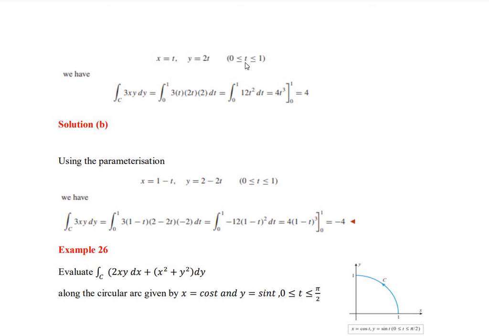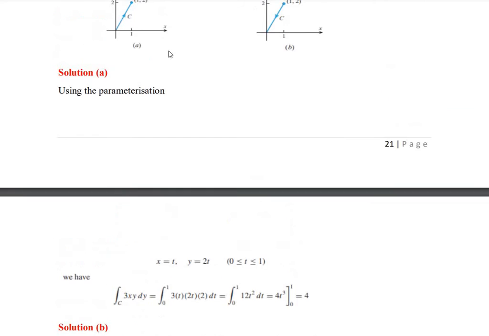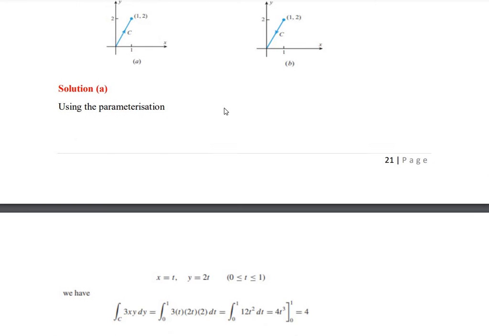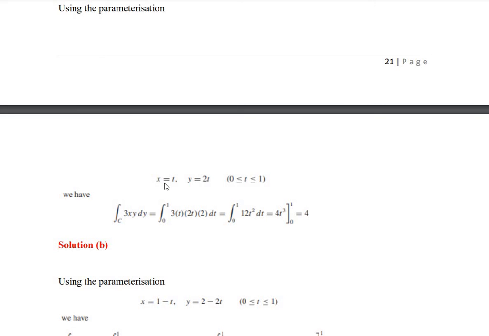So what about t? t varies from 0 to 1. Here x varies from 0 to 1, and x is equal to t. Therefore, when x is equal to 0, t is equal to 0, and when x is equal to 1, t is also equal to 1. So therefore t varies from 0 to 1.